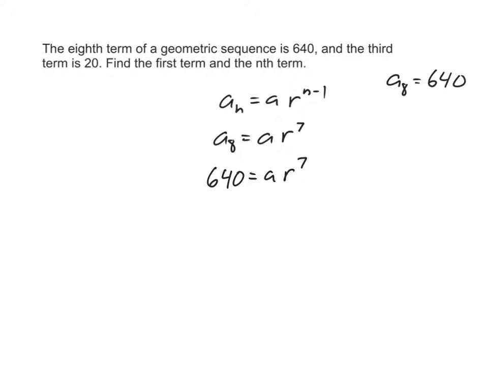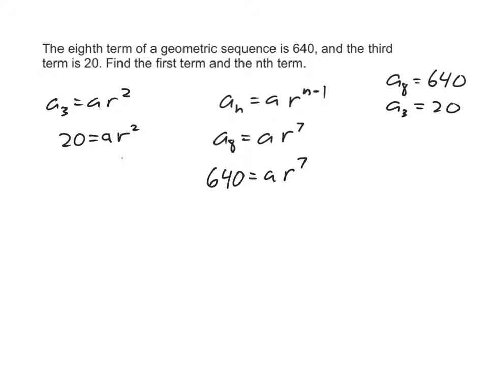I also know that the third term is 20, so I can use the same idea. So a sub 3 equals 20. Using that, I know that a sub 3 is also going to be a multiplied by r to the 3 minus 1, which is 2. So I know that 20 equals a r to the 2.